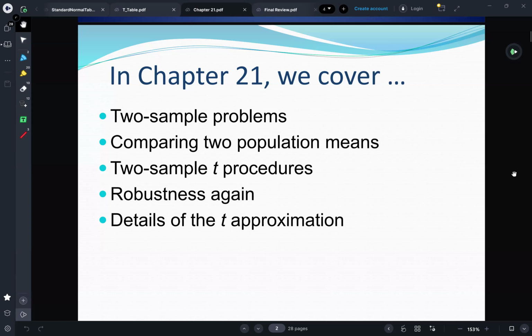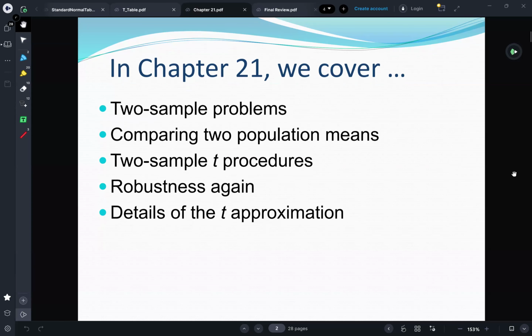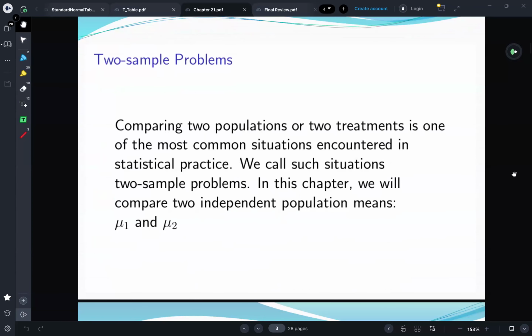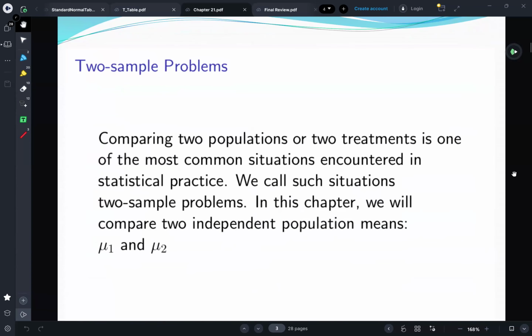And the 2 sample t procedures, that's the same thing. And then talking a little bit about robustness. These are really good tests, the confidence interval and the hypothesis tests. And then the t approximation, that's our table. It is one of the most common situations encountered in statistical practice. We just call them 2 sample problems, 2 sample t-test, 2 sample hypothesis test, because we are getting 2 samples from 2 different populations.